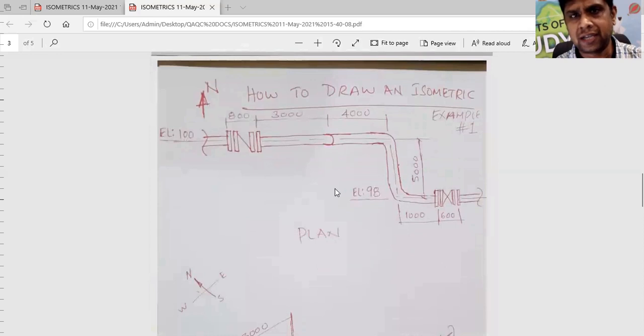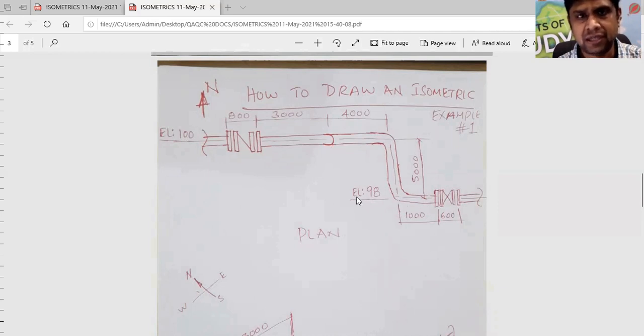How to draw an isometric? This is a simple example of how to draw an isometric. This is the plan view where the pipe is going in west-east direction and then it's dropping down after 3 meters. Then again it is going 4 meters, then it is going north-south, and then again it's going west-east and is connected with the gate valve.